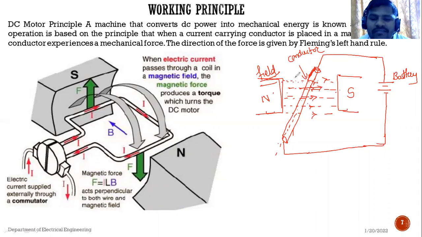At that situation, according to the statement, when a current carrying conductor is placed in a magnetic field, तो ज्यावेळेस magnetic field मध्ये प्लेस करतोय, at that situation it will experience a mechanical force. Due to the current carrying conductor and the magnetic flux, it will experience a mechanical force. That means it will start rotating about its own axis. Mechanical force create झालेला आहे.